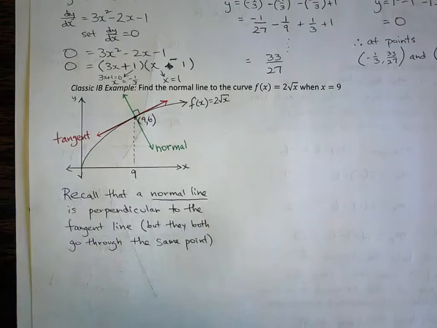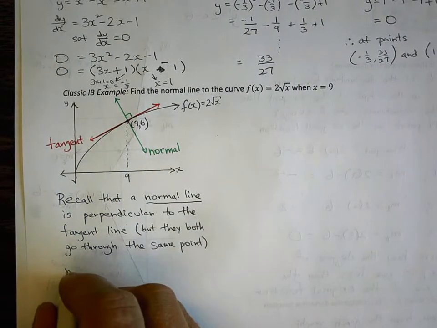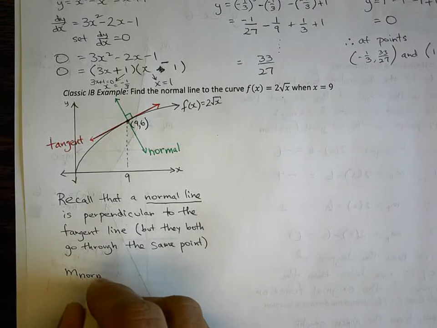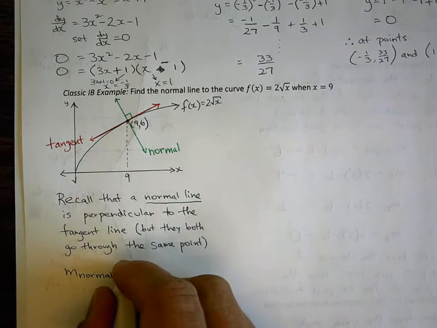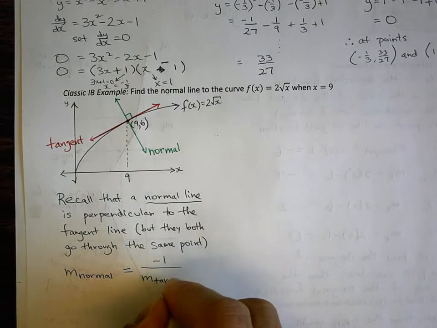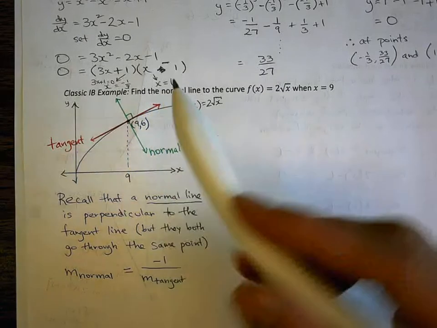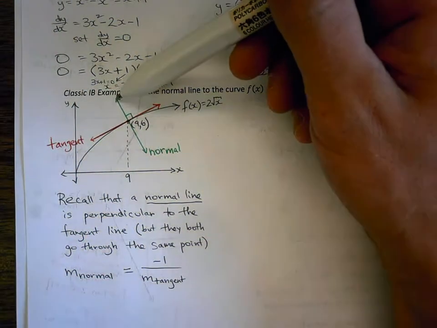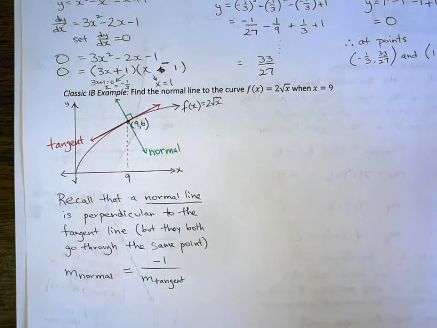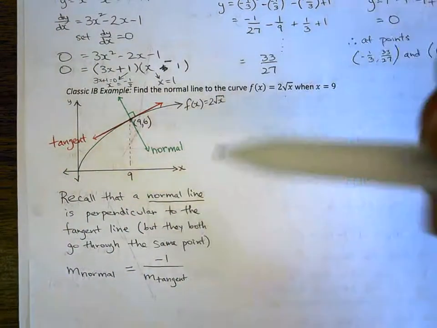But, sorry, what's the relationship between the two? Well, the slope of the normal line is the negative reciprocal of the tangent line. Hopefully you remember doing this in grade 10, right? The slope of this line is negative 1 over the slope of this line. That's how they're related: the negative reciprocal. You have to remember how to do this.